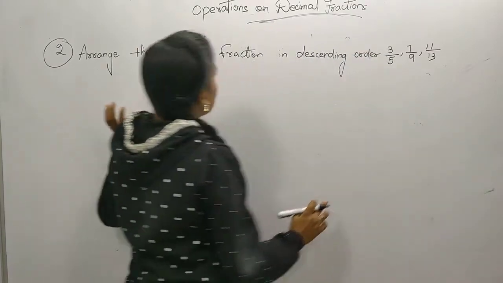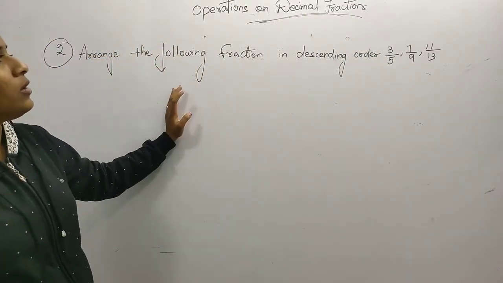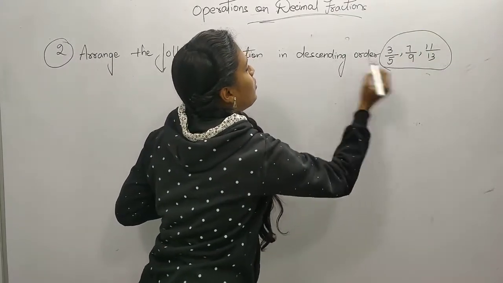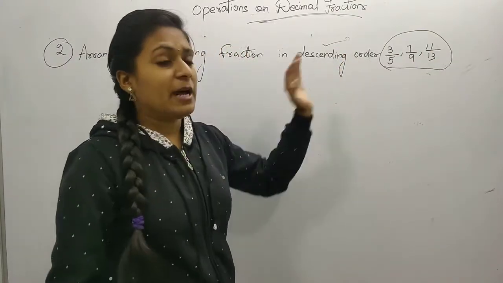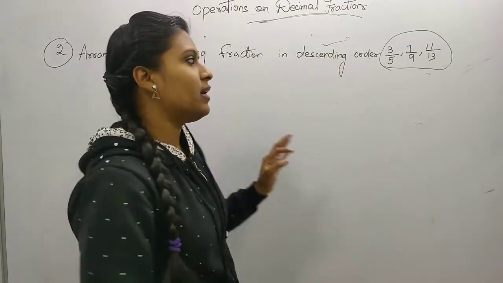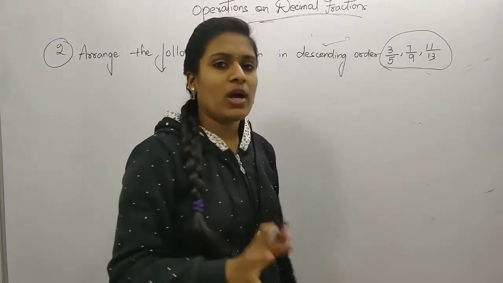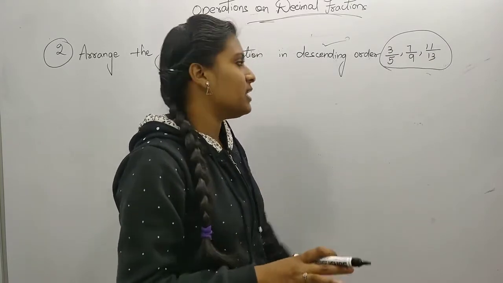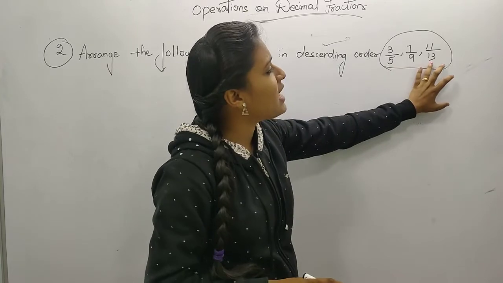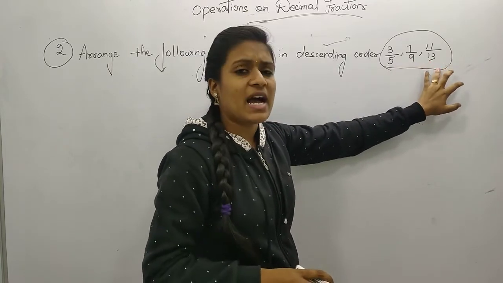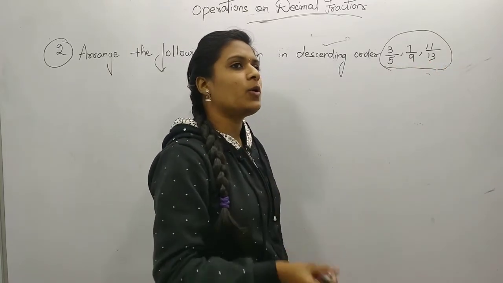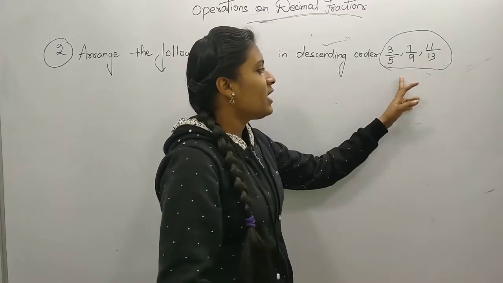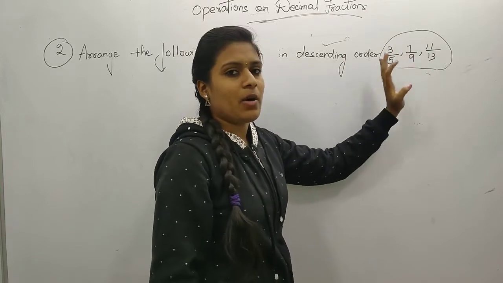Observe the question. We have to arrange the given fractions in descending order. First observe whether the denominators are equal or not. If equal, we can find it easily. But here the denominators are very different. So we must get an idea that if the denominators are different, then we have to find the LCM of them.